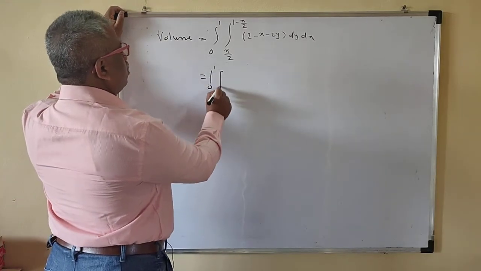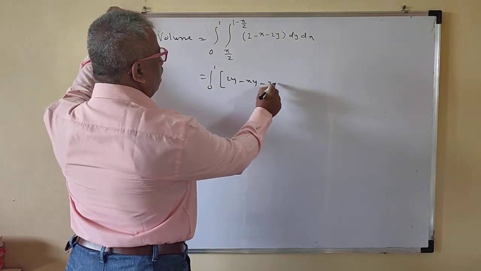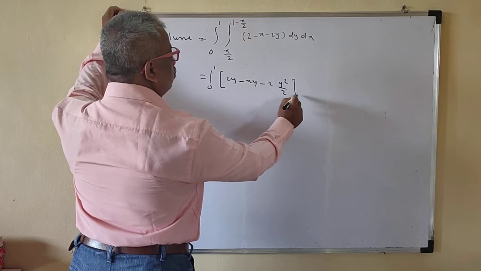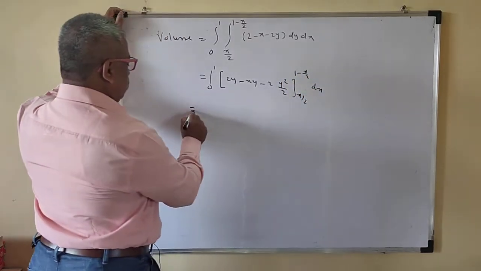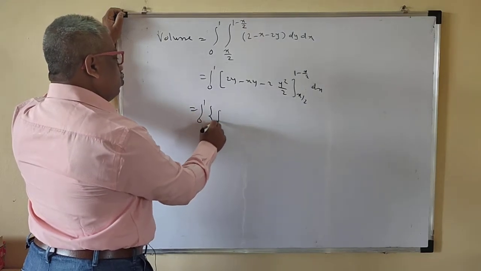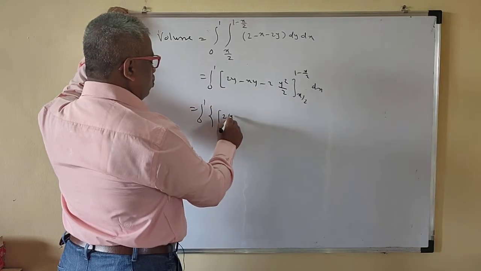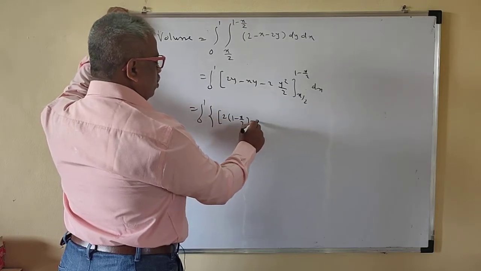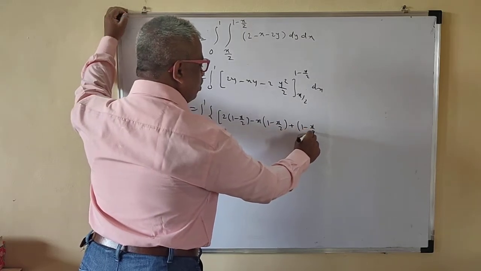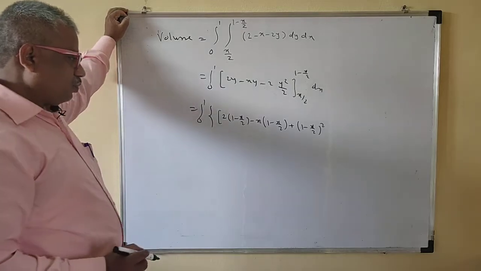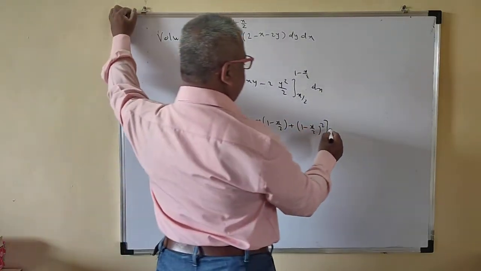This is 0 to 1. We'll integrate this. This is twice y minus xy minus twice y square by 2, from x by 2 to 1 minus x by 2, dx. So this is 0 to 1. We'll put 1 minus x by 2 in the place of y. So here, 2 into 1 minus x by 2, minus x into 1 minus x by 2, plus 1 minus x by 2 bracket square. Okay. So we put this minus.